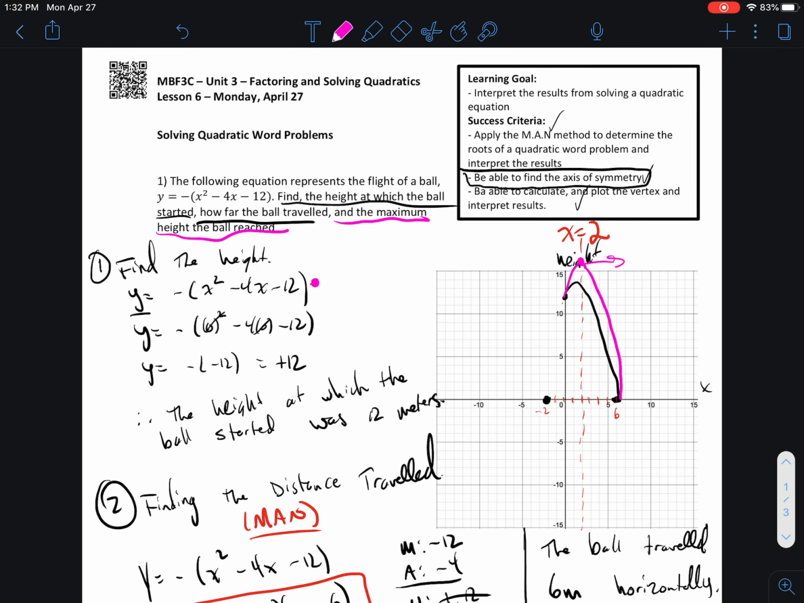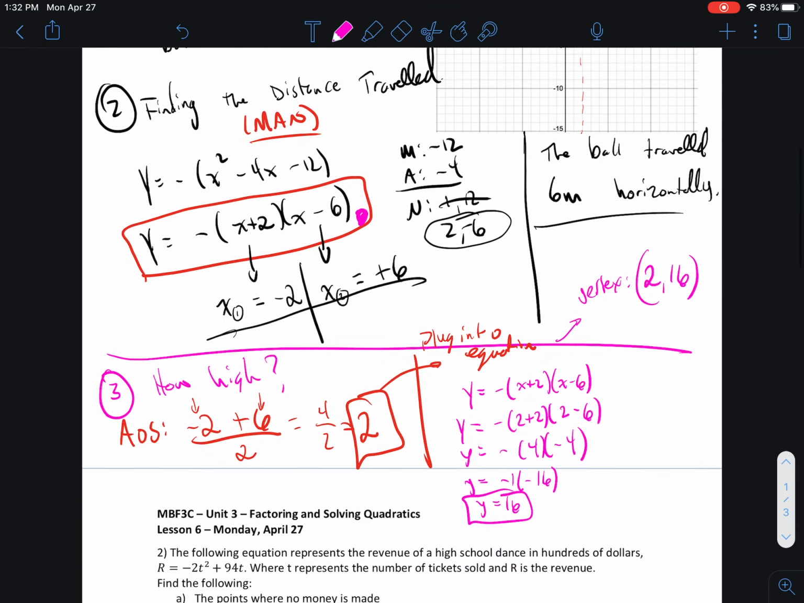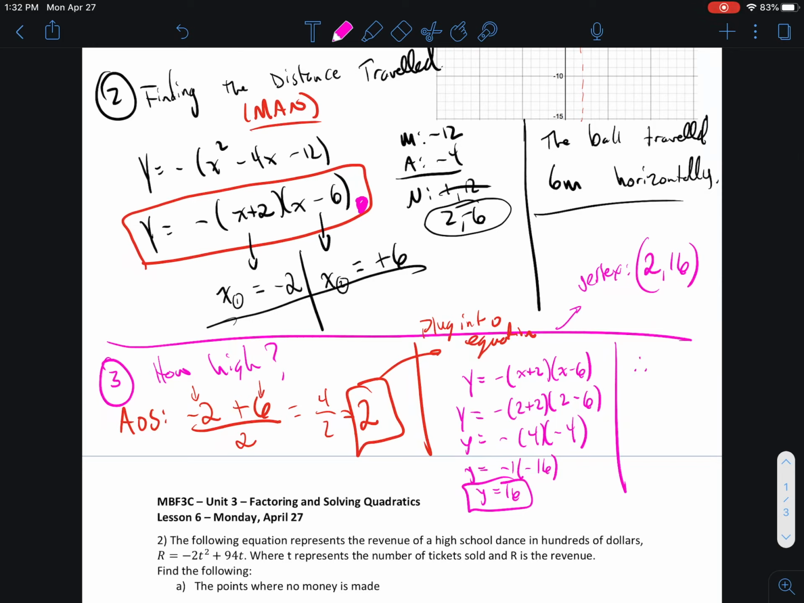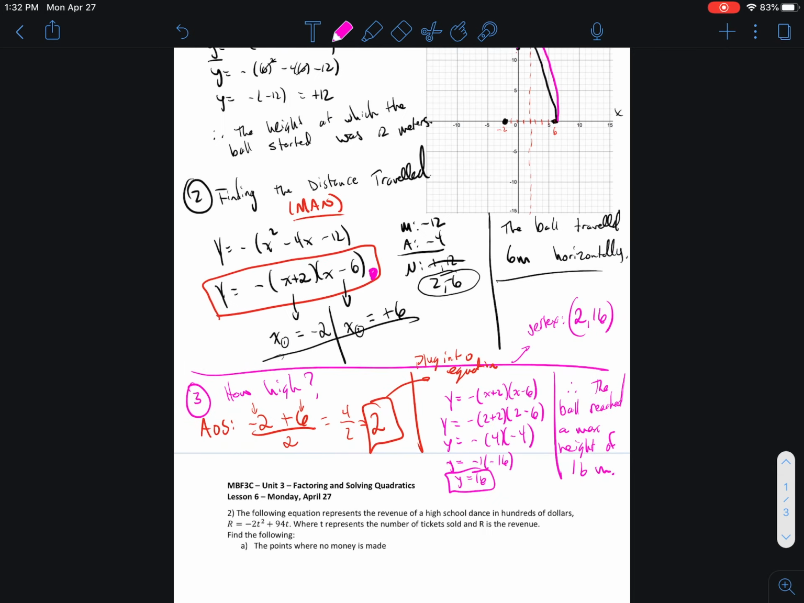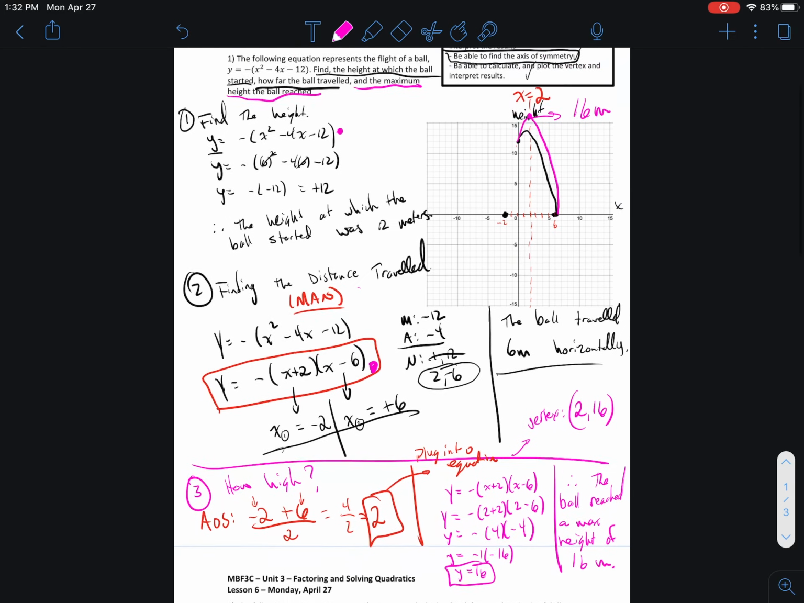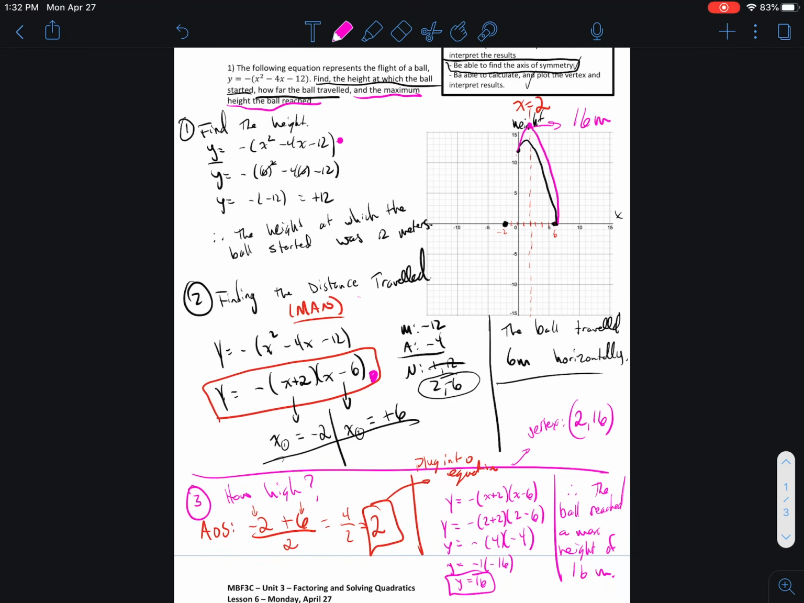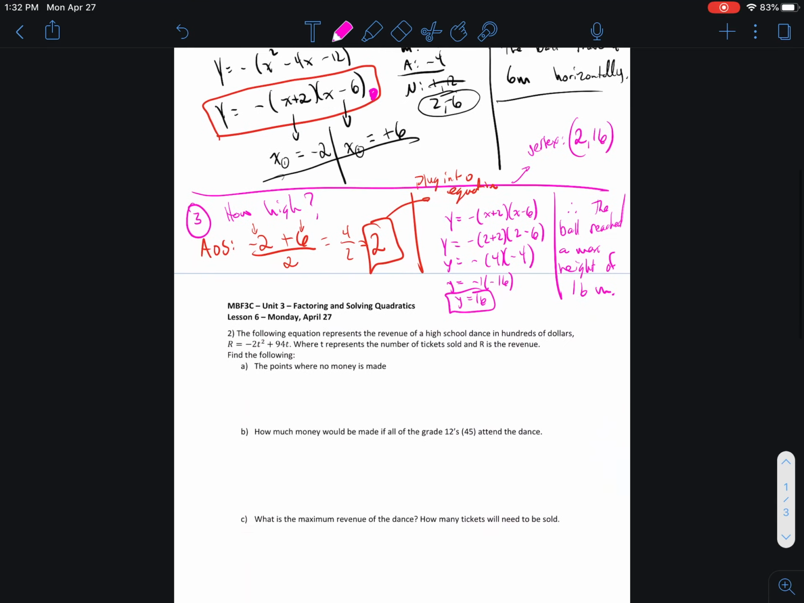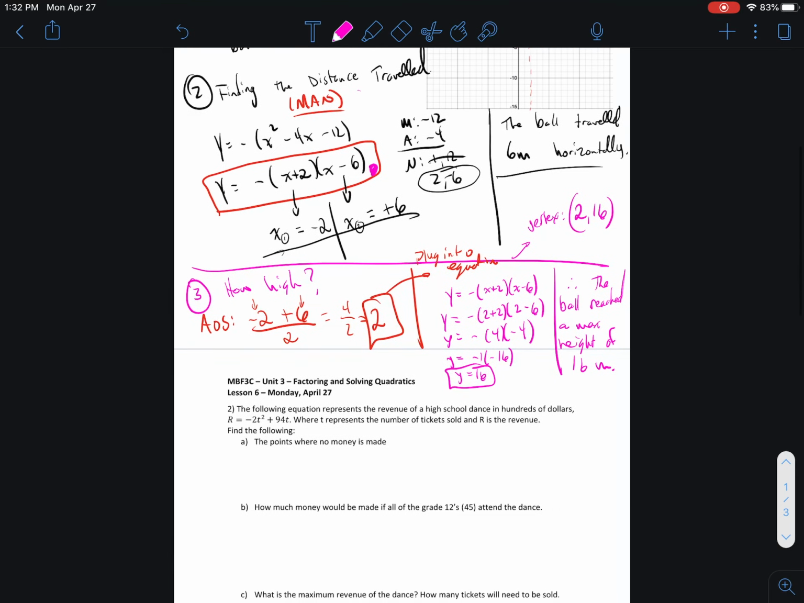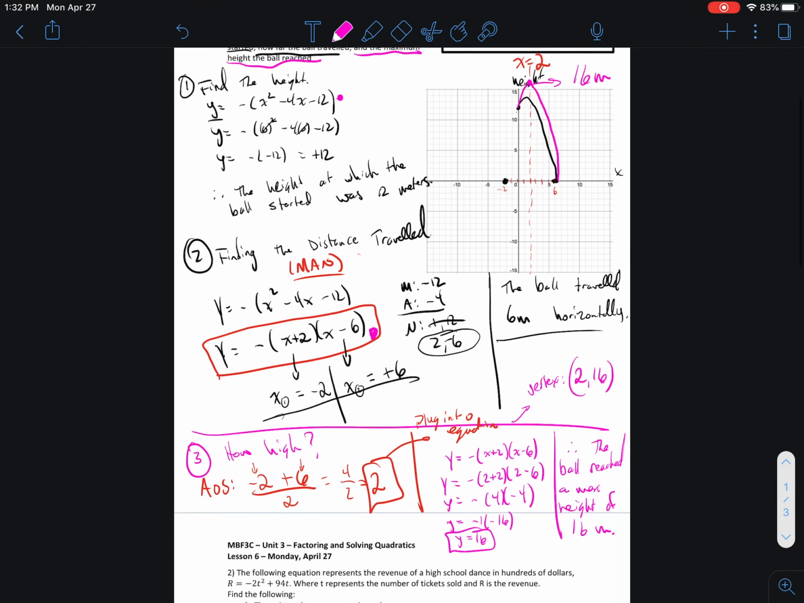So then I could say my final answer, or the last part where it said, and the maximum height the ball reached. What was the maximum height? 16 meters. So there you could say, therefore the ball reached a max height of 16 meters. That's it. So you can see how we're applying our method, and then we're using how we found the vertex to answer a whole bunch of different questions.